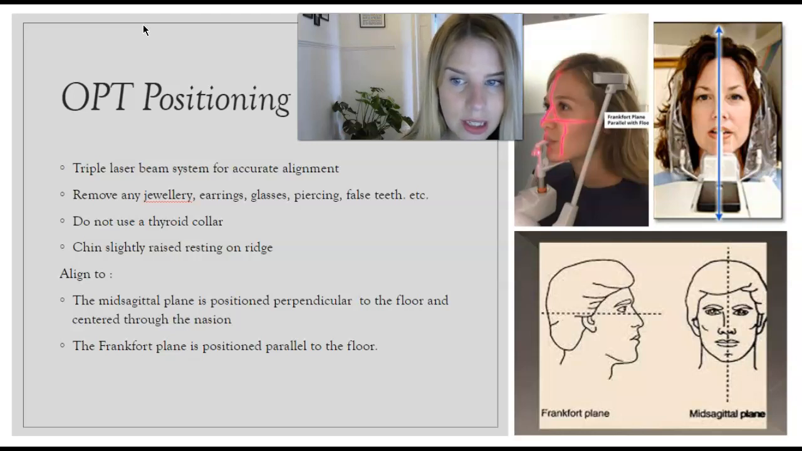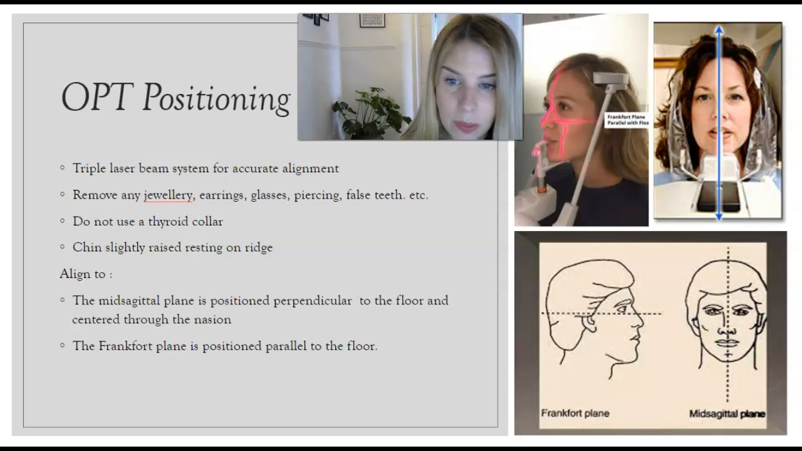And then you'd have the chin just slightly raised, sitting on the little ledge that's part of the machine. So you can see on the right hand side here the position for the OPG. So you want the mid-sagittal plane to be perpendicular to the floor and centering just right through the nose. And then you want your Frankfurt plane, which you can see at the bottom here, which basically is the plane that runs from the lower orbital margin into the external auditory meatus, and you want that to be parallel to the floor. So these are your two planes that you're considering when you are positioning for OPG.